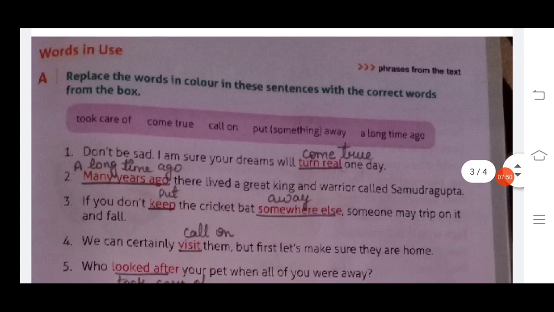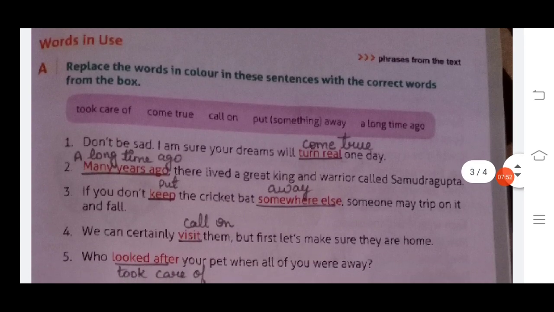Now we move on to Words in Use, exercise A. Replace the words in color in these sentences with the correct words from the box. Number 1, don't be sad. So children, in this exercise we have to just replace the words given in color in the question with the correct words from the pink box, that is the help box.